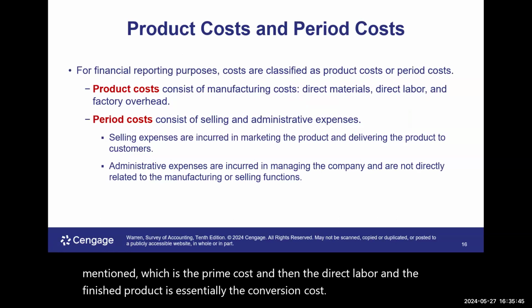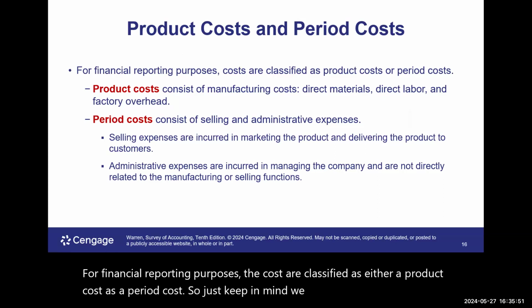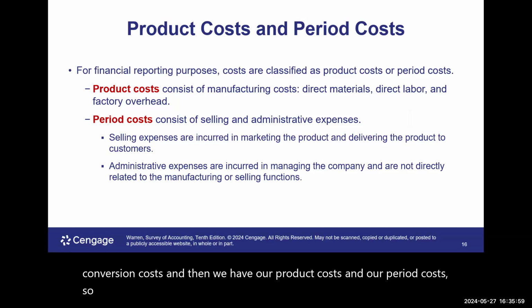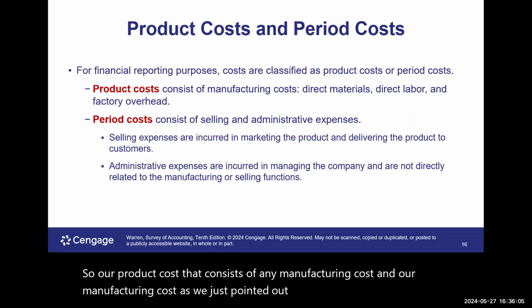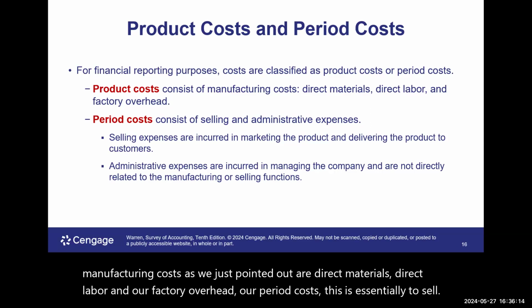For financial reporting purposes, costs are classified as either a product cost or a period cost. So just keep in mind, we have prime costs and conversion costs, and then we have our product costs and our period costs. Our product costs consist of any manufacturing cost. And our manufacturing costs, as we just pointed out, are our direct materials, direct labor, and our factory overhead. Our period costs are essentially selling and administrative expenses.